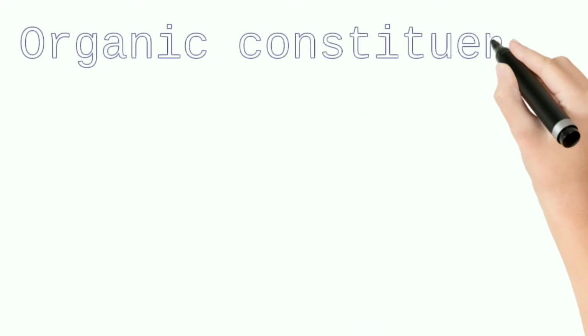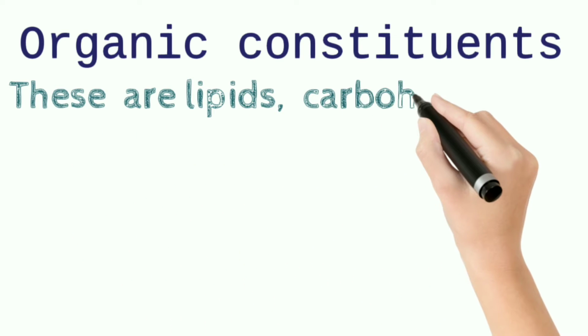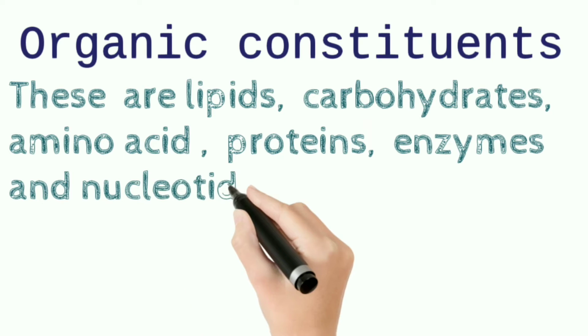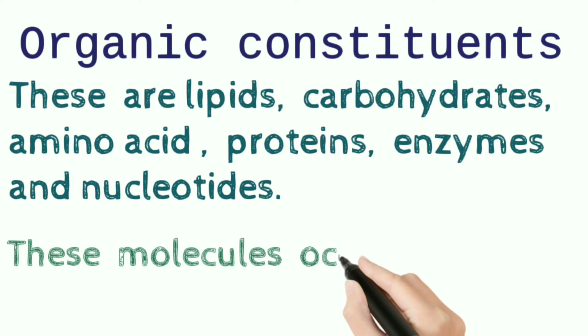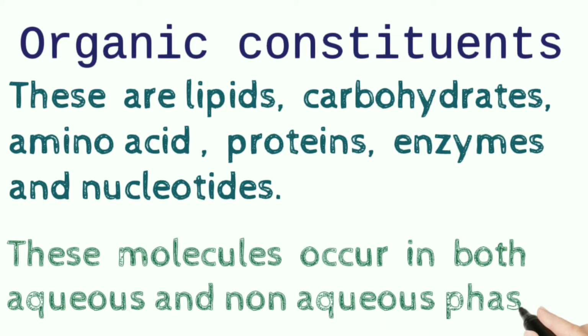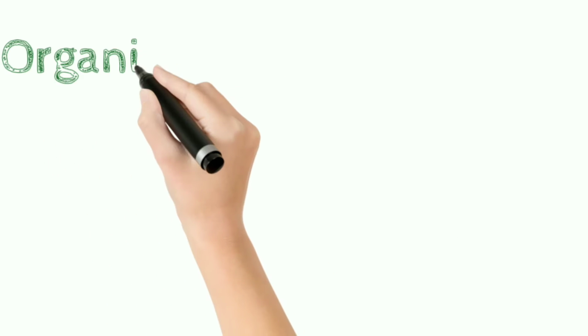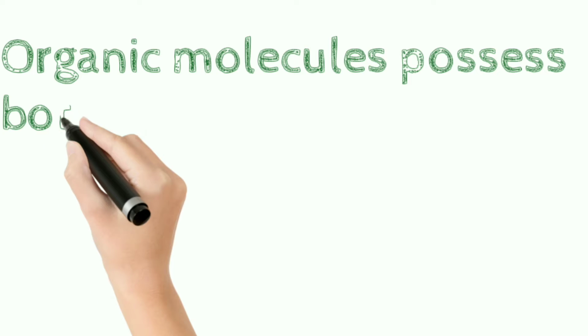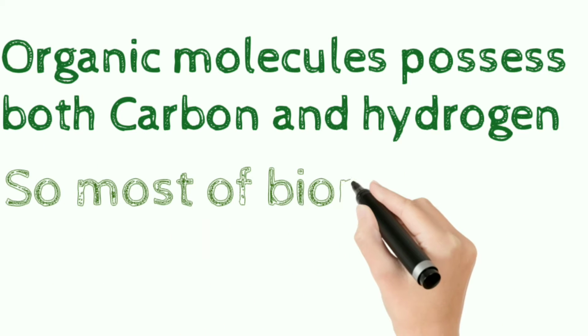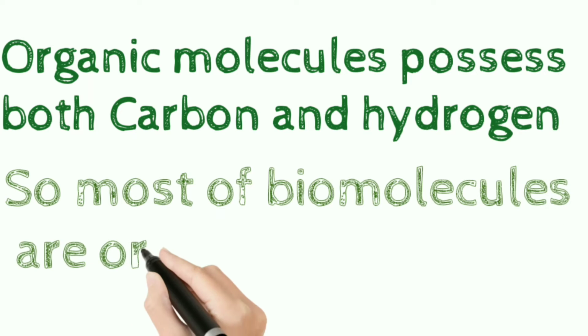Organic constituents. These are lipids, carbohydrates, amino acids, proteins, enzymes and nucleotides. These molecules occur in both aqueous and non-aqueous phases. Organic molecules possess both carbon and hydrogen. So most of the biomolecules are organic compounds.